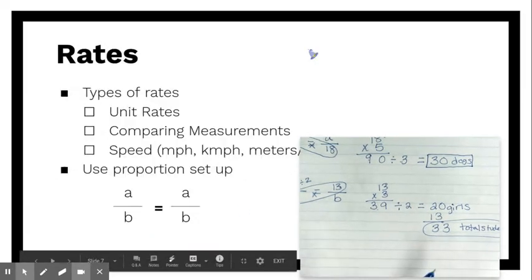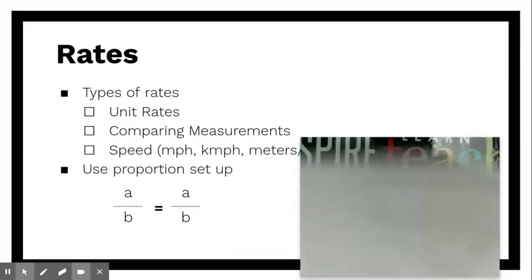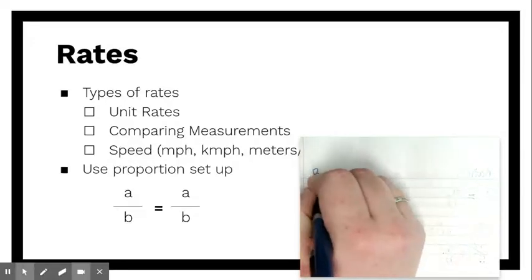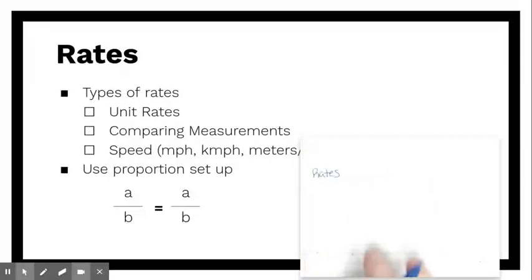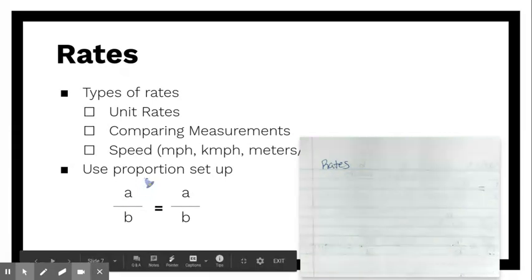Okay, so now we're moving on to rates. And there are different kinds of rates, guys. We have unit rates, we compare measurements with rates, and we do speed with rates as well. Okay, and all of these still, we're going to set up a proportion. Speed is maybe a little bit different, but most of the time we set up a proportion.